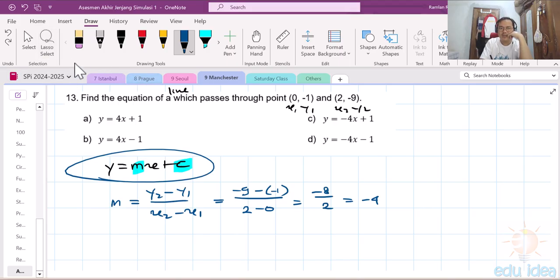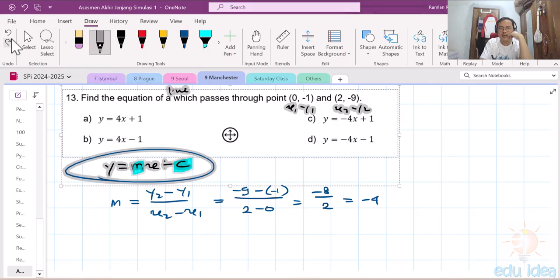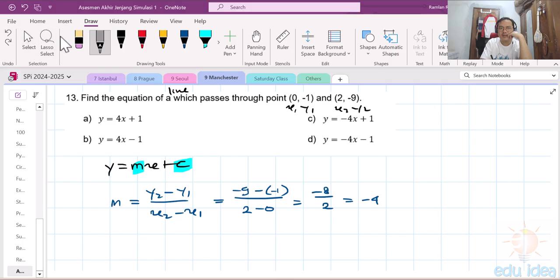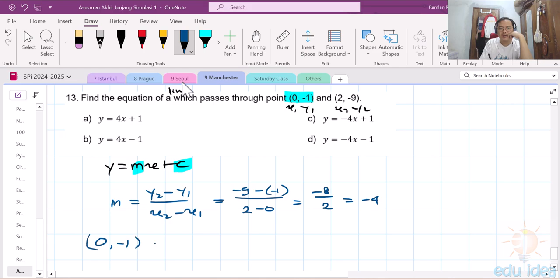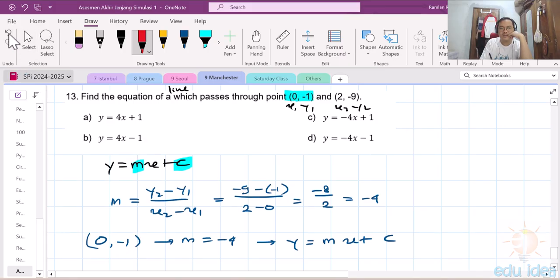Which one do you think is easier? And then find the value of c. Now, let's say I'm going to use this one over here, 0, negative 1. So we have a point, with coordinates, and we have a gradient which is equal to negative 4. Just plug that into y equals mx plus c, and we know that in terms of coordinates, this is the x, this is the y. So just substitute everything.